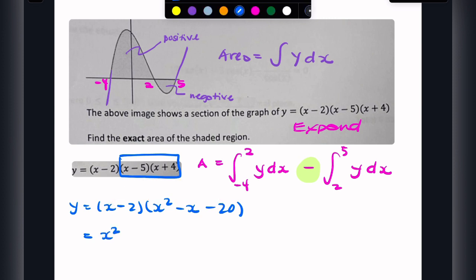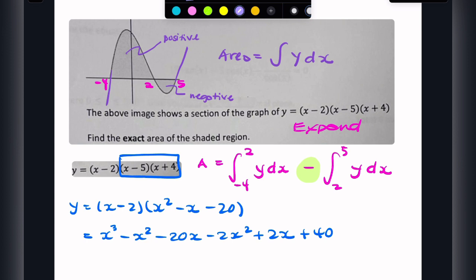So it's x cubed minus x squared minus 20x. And then I'm going to multiply minus 2 by each of those. So it's minus 2x squared plus 2x plus 40.